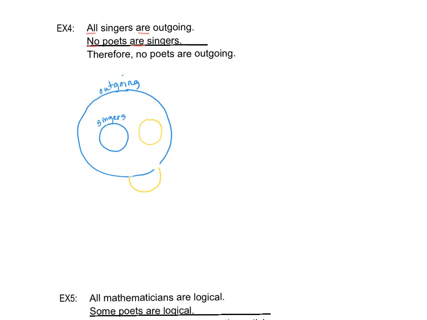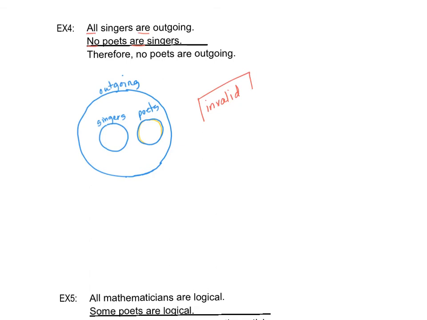So what if I went ahead and drew this diagram here for my set of poets? So that's a diagram. It makes all singers are outgoing true, no poets are singers true, and it makes the conclusion no poets are outgoing false, because this says all poets are outgoing. So I've just drawn a diagram that shows that the argument is invalid.